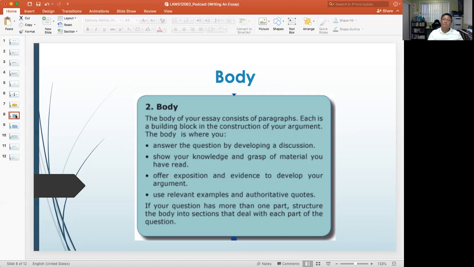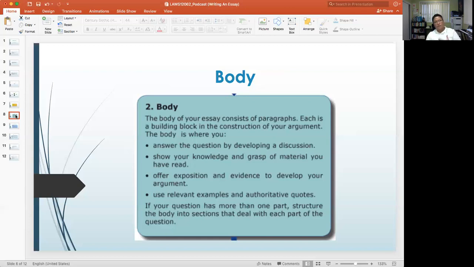Each body paragraph has its own argument. So it could be about answering the question by developing a discussion. It should show your knowledge and grasp of the material that you've read. It offers an exposition, an elaboration, and evidence to develop your argument. And it should use relevant examples and authoritative quotes if need be. But essentially, it should be paraphrasing.